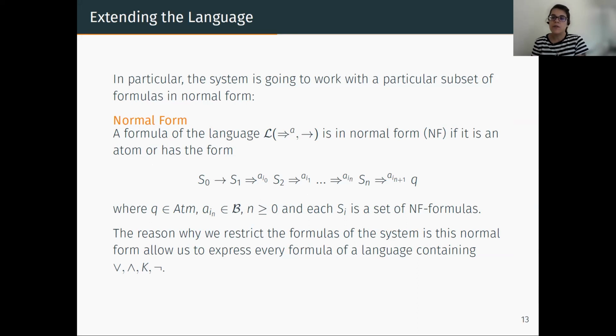Why do I want to focus on this normal form? Because I can prove that this subset of formulas enables us to express every formula of the language containing disjunction, conjunction, K, and negation. I'm not going to go over how this works and the proof, but these normal form formulas enable us to express formulas of that language.